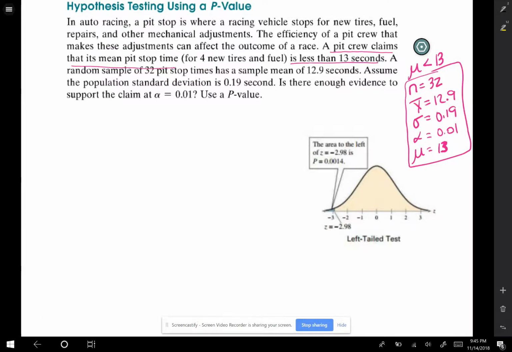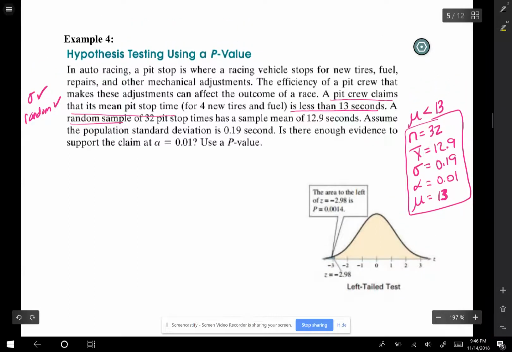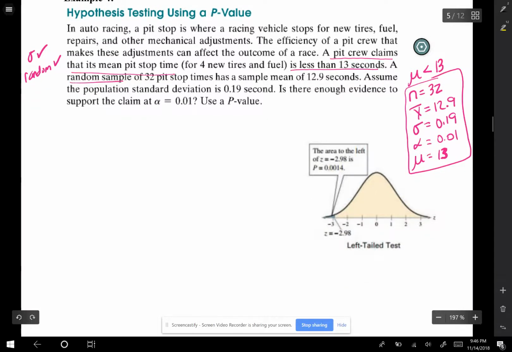So the first thing we're going to do is go through the checklist. Do we know sigma? Yes, we know that. Also, is it a random sample? So random sample, yes. And then, is the sample size greater than or equal to 30, or is it a normal distribution? So we have a sample size greater than or equal to 30. So n is greater than or equal to 30, check. So that's the check we're going to go through first. And then once you've done that, that tells me we can use a z-test.